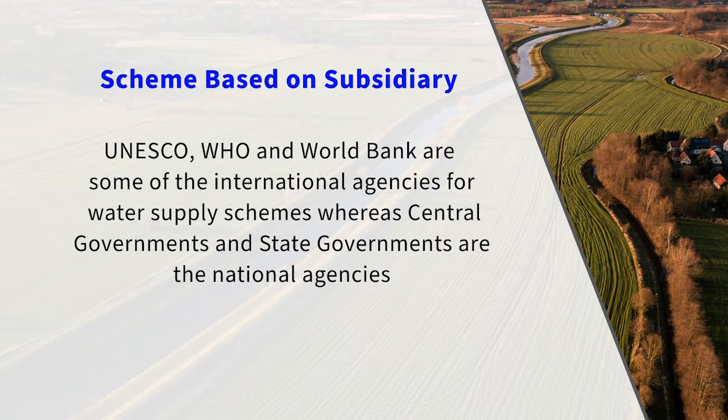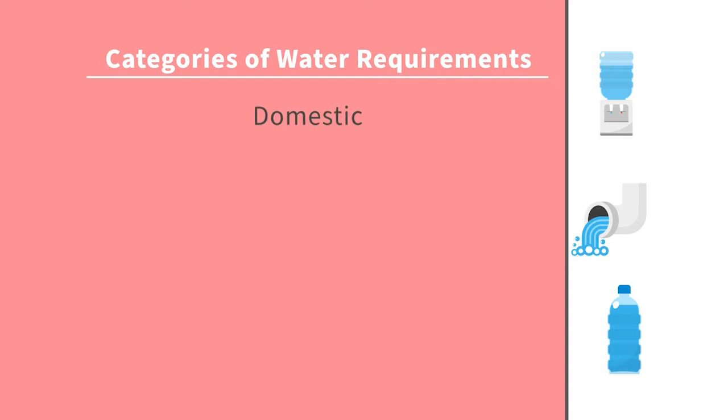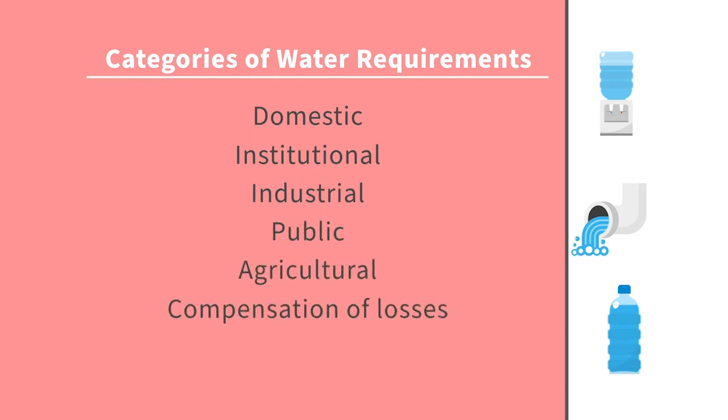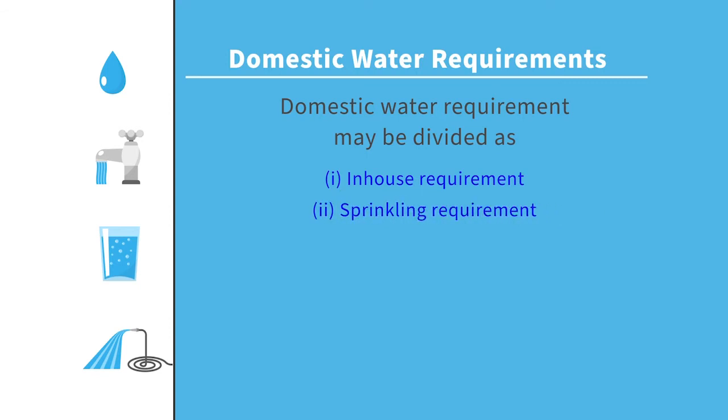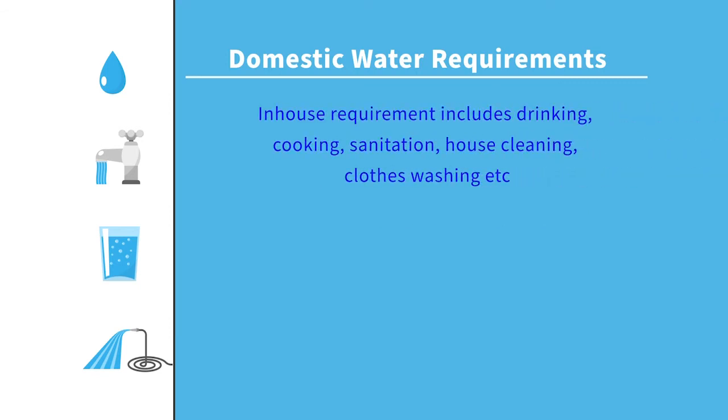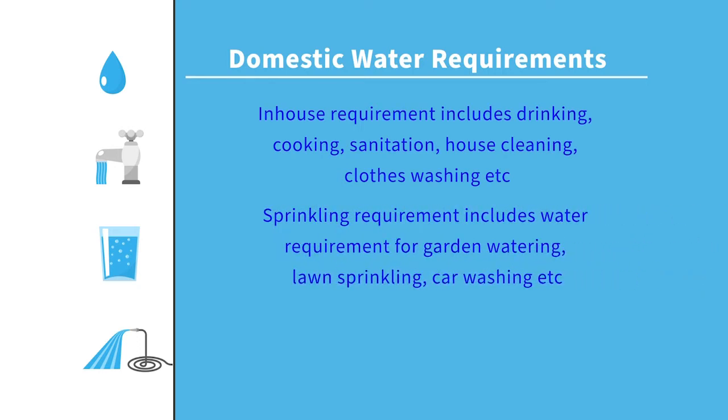Now, categories of water requirement: domestic purpose, institutional purpose, industries, public, agriculture, and compensation in respect of the losses. Domestic water requirement. Domestic water requirement may be divided into in-house requirement and sprinkling requirement. In-house requirement includes drinking, cooking, sanitation, house cleaning, clothes washing, etc. Sprinkling requirement includes water requirement for garden watering, lawn sprinkling, or maybe car washing, etc.